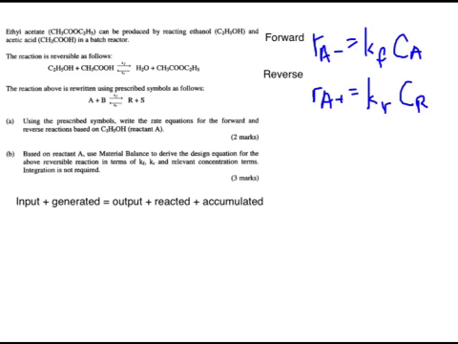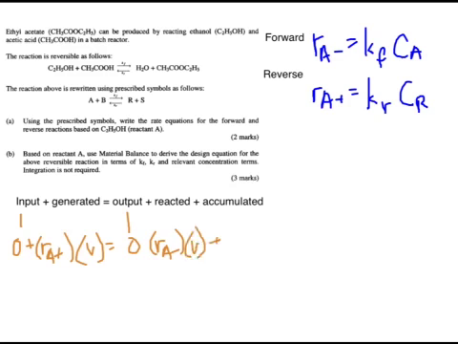And since this is a batch reactor, the input and the output will both be equivalent to 0. The amount generated will be Ra plus, the formation of A, multiplied by the volume of the batch reactor itself. The amount reacted will be Ra minus, multiplied by the volume of the reactor. And the amount accumulated will be the differential of concentration of A multiplied by the volume over dt.